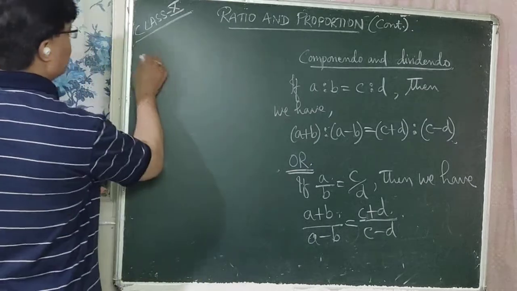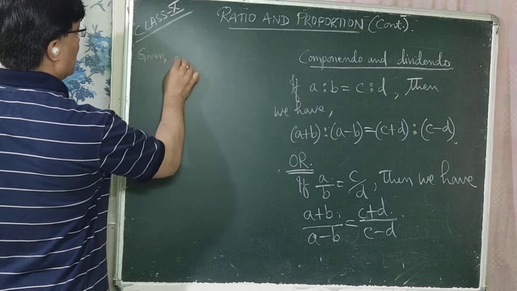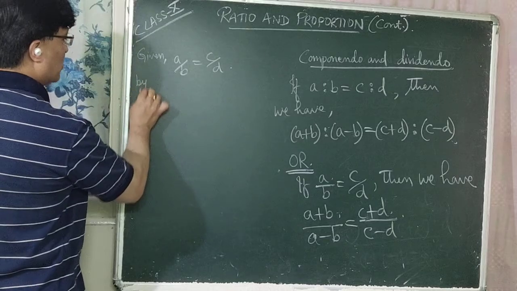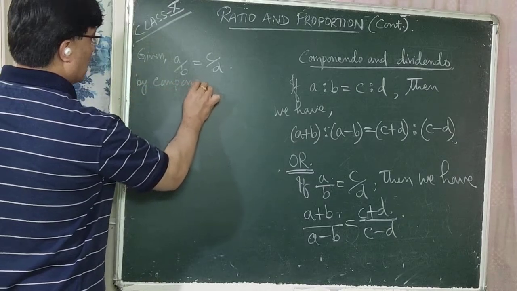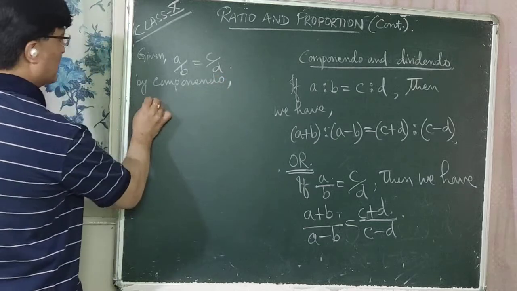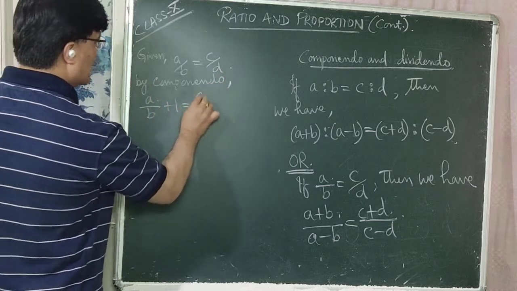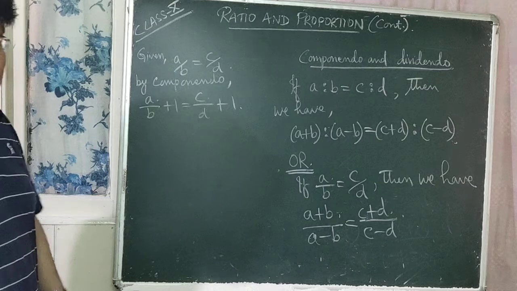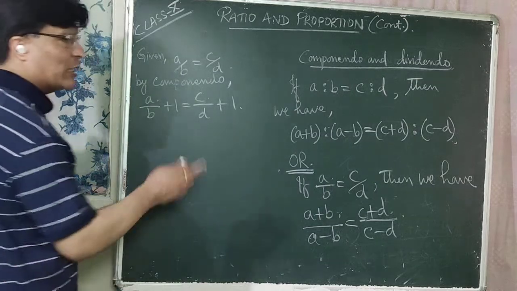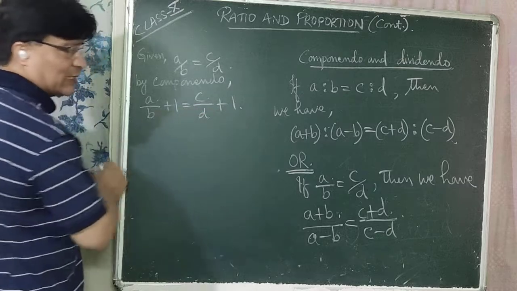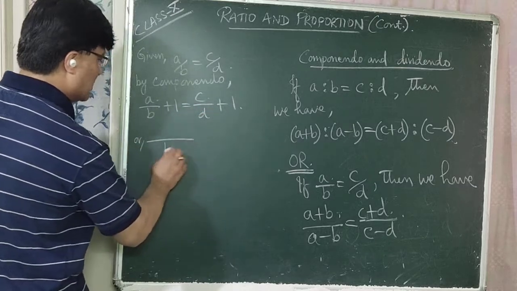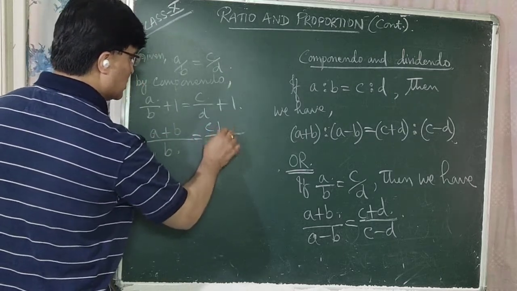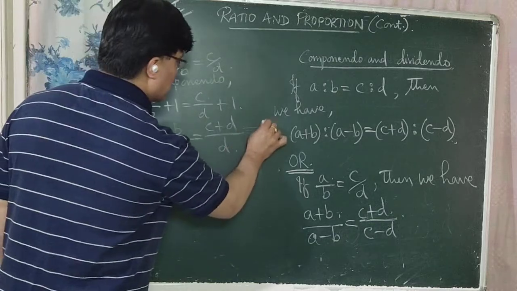So now it is given that A by B is equal to C by D. So by componendo, what can you write? A by B plus 1 is equal to C by D plus 1. Just now in the previous steps, we did this property componendo, isn't it? We can add 1 on both the sides, okay? So what's the LCM out here? It is B. So this is your A plus B is equal to, what's the LCM out here? D. So this is your C plus D. So let us mark it as number 1.